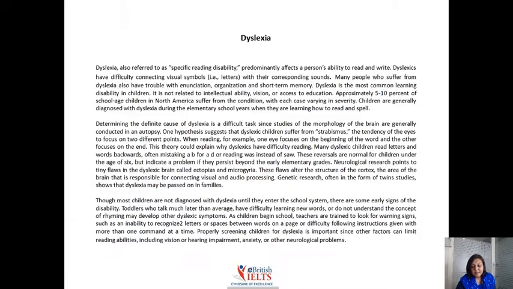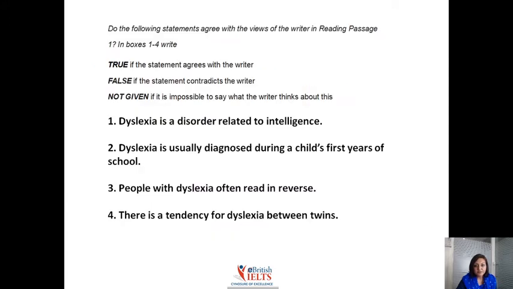Now let us take an example of a reading passage, and try to solve a few examples for you. Now as you can see, this is a reading section on dyslexia. Now let's go to the questions. There are four statements here which you have to mark as true, false, or not given. That's the exercise that we are going to solve today. So coming to the first question, dyslexia is a disorder related to intelligence.